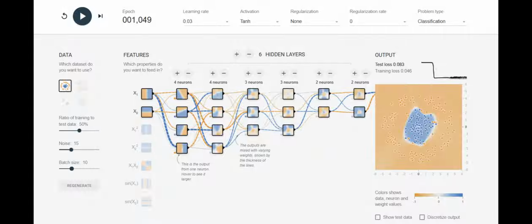Input features: X1, X2, X1 squared, X2 squared, X1 X2, sin X1, sin X2. Features are inputs to the model. Basic features may not be enough for complex patterns, so we add derived features like squares and sine functions. This is similar to extracting meaningful parameters from radar returns.